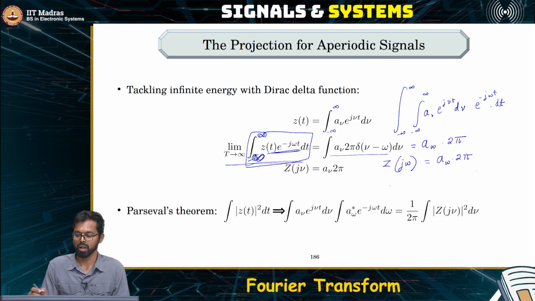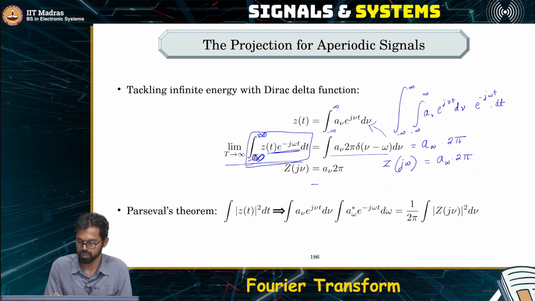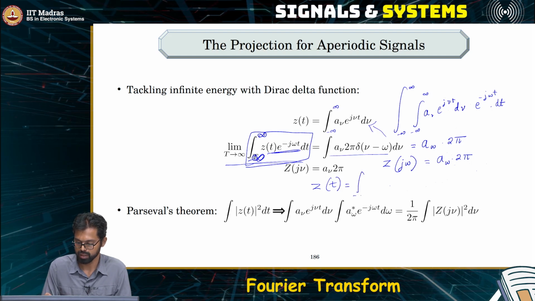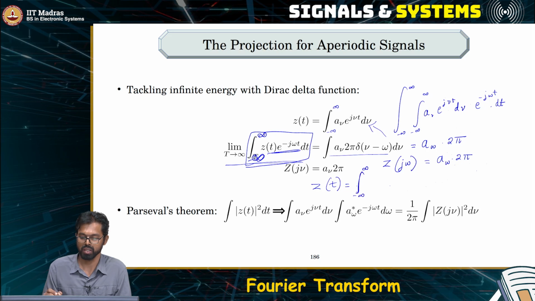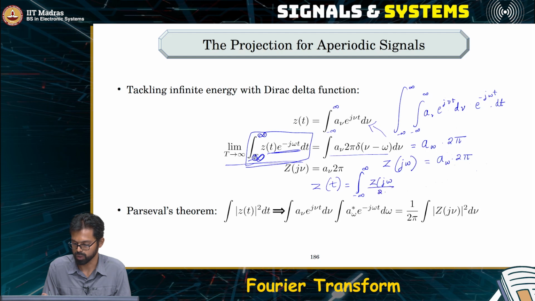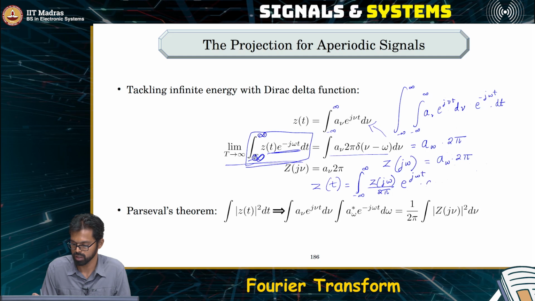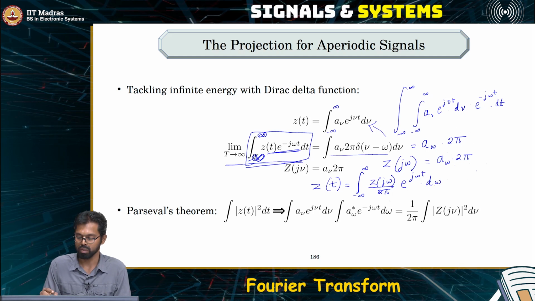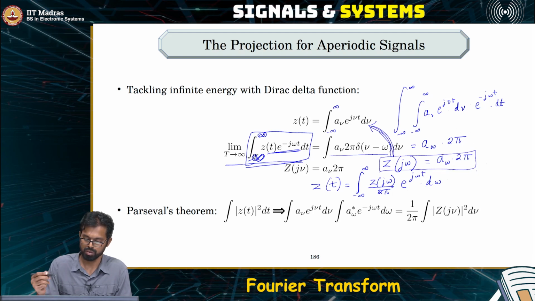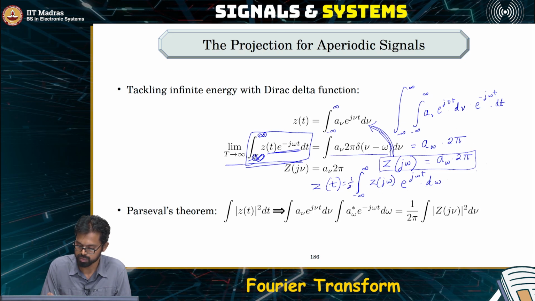Now substituting this back into this equation, what do we have? We have now z of j omega inside this integral. That is, you can represent the signal z of t as the integral of z of j omega divided by 2 pi times e power j omega t d omega. All we have done is just substitute this into our first equation. So we can bring this 1 by 2 pi outside.